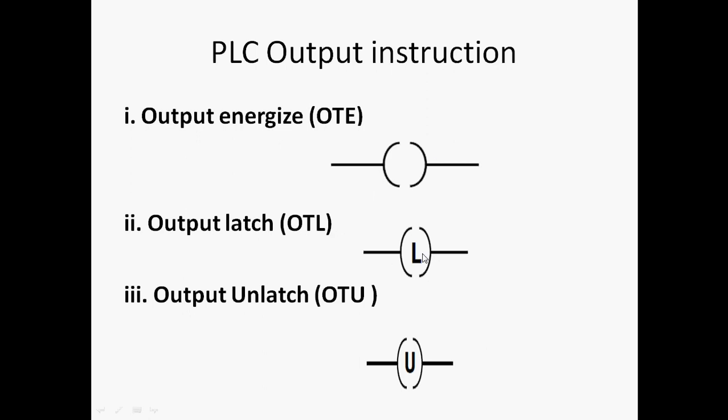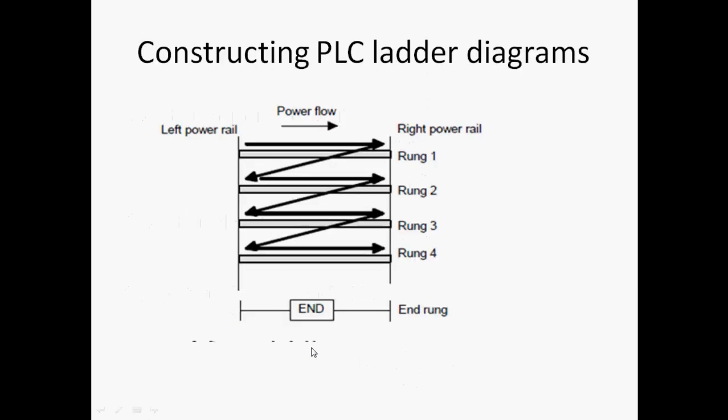Then output latch: if your next output depends on a further output, we call that output latch. If a continuous output is required to be on, then you need an output latch, that is OTL. The third condition is output unlatch, that is OTU. The U stands for unlatch. Whenever the output should not be continuous, then the output should be off. So output unlatch means the input value is in a discontinuous manner, and you can take it as an output unlatch.